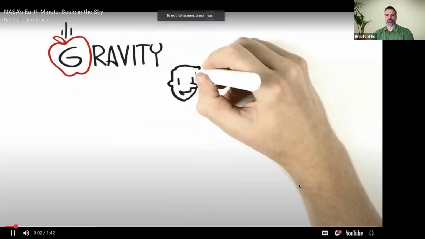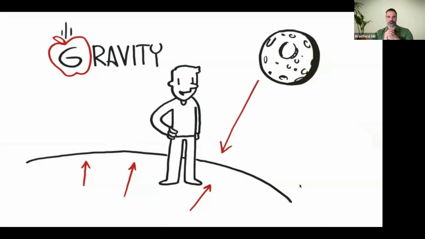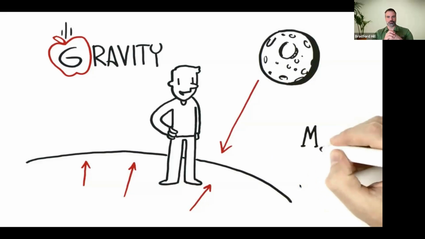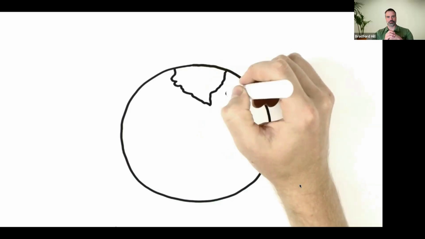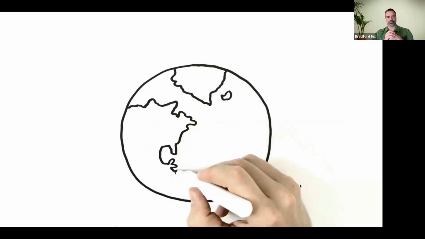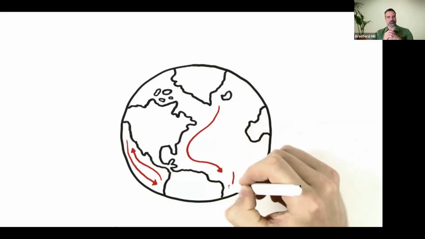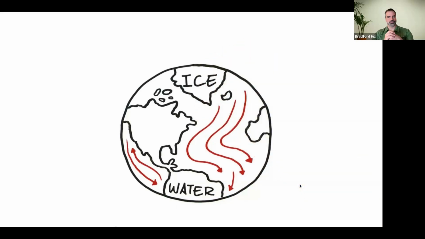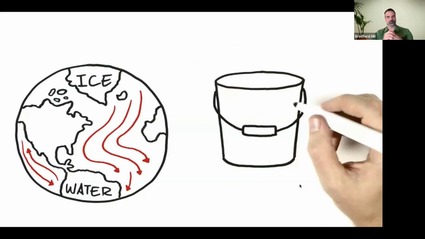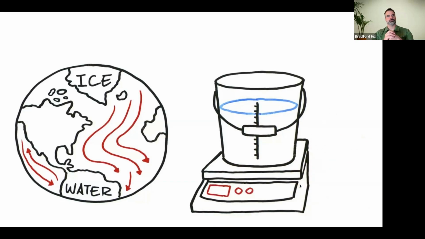Gravity. It's everywhere. It's the force that keeps our feet on the ground and the moon orbiting Earth. But where does it come from? Mass. That's simply the amount of stuff that makes up an object. The more mass something has, the more gravity it has. Earth's gravity is constantly changing because something with a lot of mass is moving around all the time. What's moving? Water and ice. If you've ever picked up a bucket of water, you've felt just how much mass it has. It creates a lot of gravity.